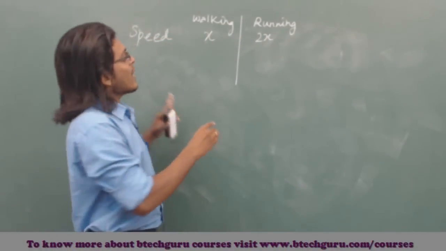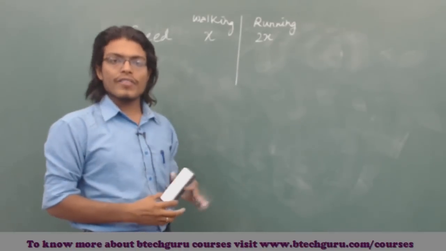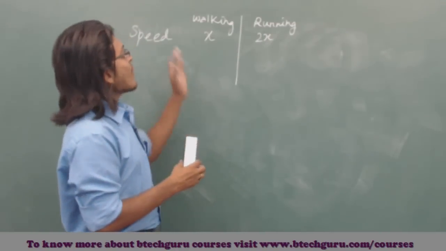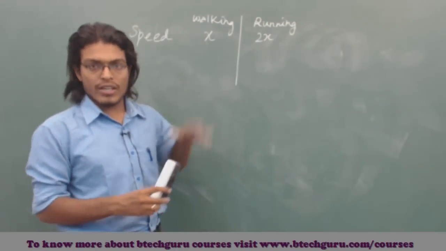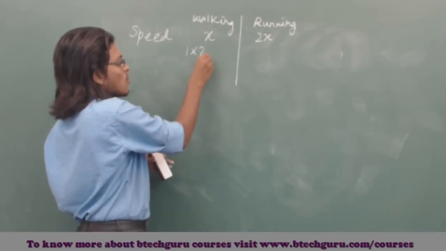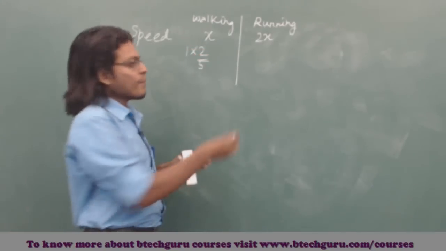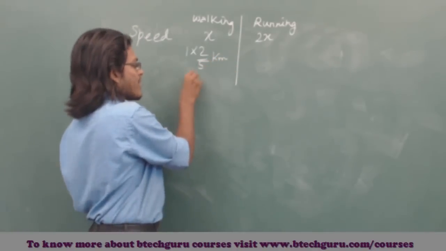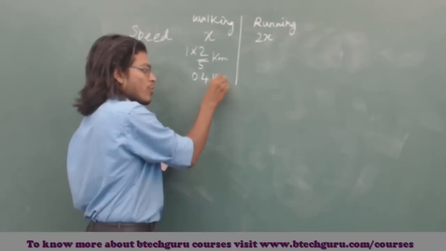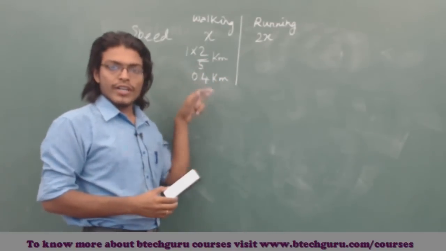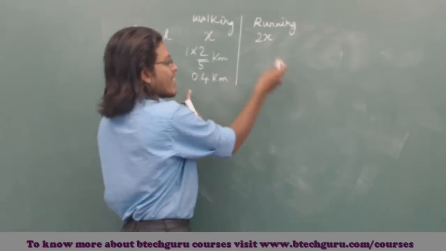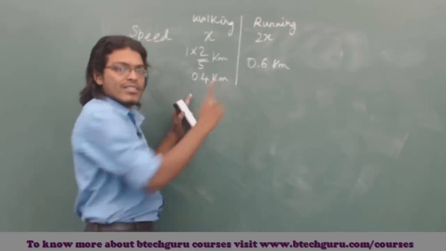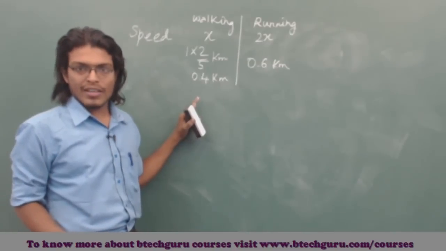right. So what is the distance between the 2 points? It is 1 kilometer. But after he walks 2/5 of the distance, so 1 into 2/5 kilometer, this is nothing but 0.4 kilometer. And the remaining stretch, obviously, should be 0.6 kilometer, as the total distance is 1 kilometer, right.